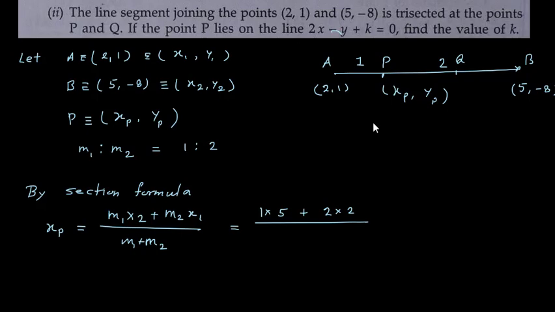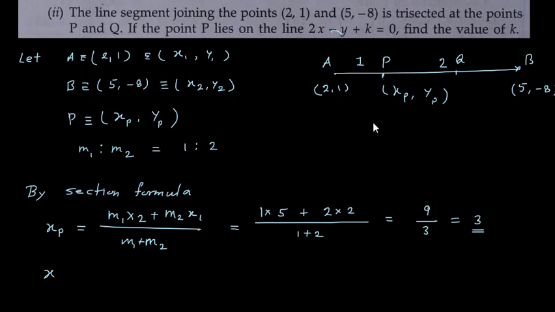5 into 1 is 5, 2 into 2 is 4, 5 plus 4 is 9, divided by 2 plus 1 is 3, so it is 3, 3 3s are 9. So the value of xp is 3. Similarly, we will find yp.